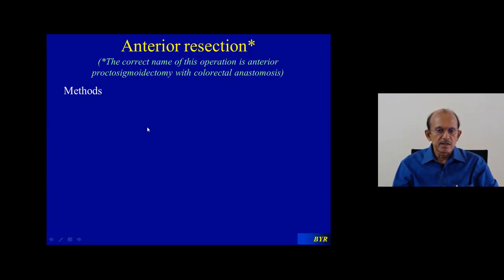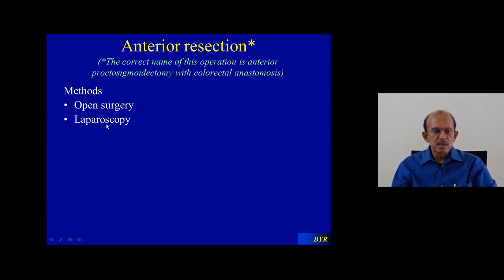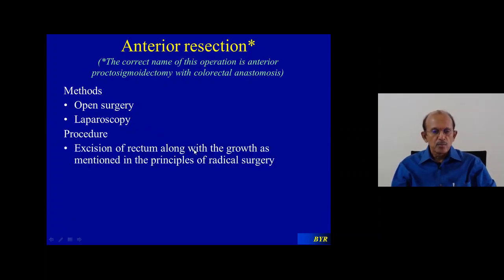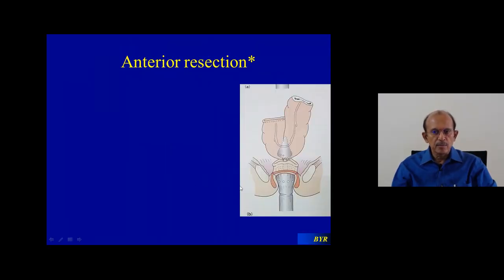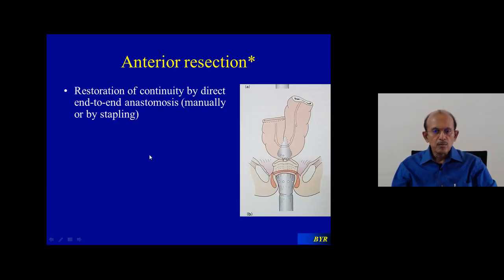The anterior resection: this is a sphincter saving operation. There are two methods: you can do it by open surgery or by laparoscopic procedure. Excision of the rectum along with the growth, as mentioned in the principles of radical surgery. Restoration of continuity by direct end-to-end anastomosis, manually or by stapling.